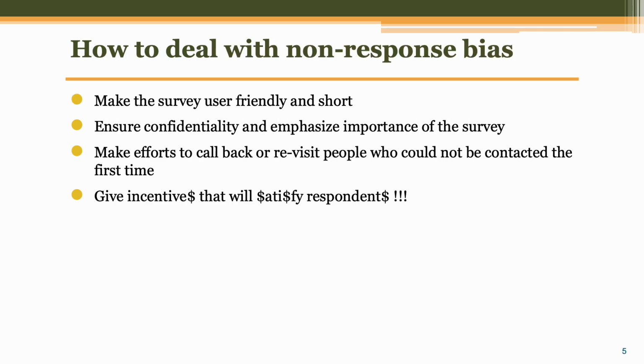So, how to reduce non-response bias in epidemiological studies? There are several commonly used strategies. First, make the survey questionnaire user-friendly and short, so that the selected participants are more willing to respond and complete the survey. Second, ensure confidentiality and emphasize importance of the survey, which can reduce non-response due to concerns about the privacy and security of their information.